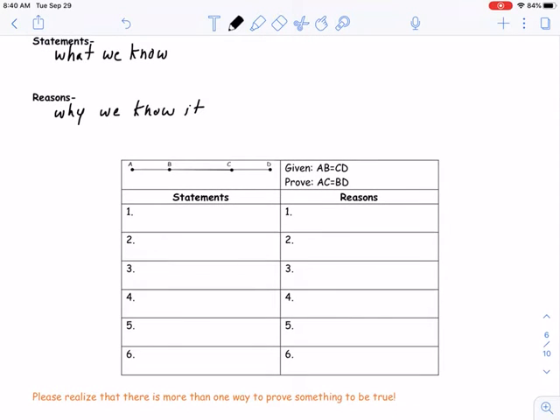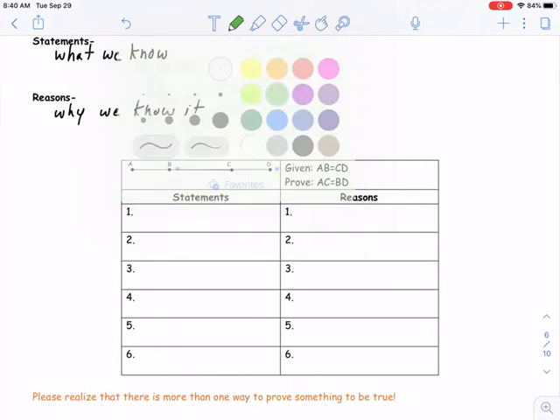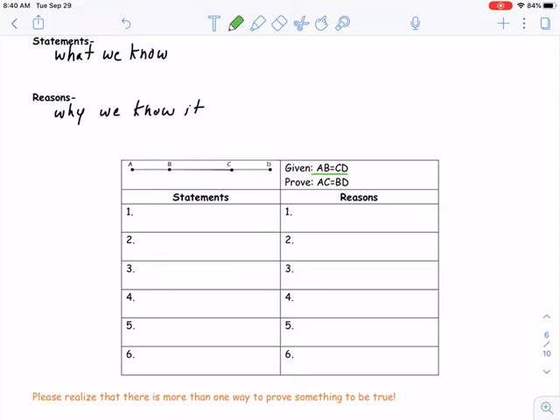Uh-oh, this one's completely empty. We got to do everything by ourselves. Not too scary. Let's just take it one part at a time. It's telling me AB is equal to CD. So I'm going to draw the tick marks on the picture. Remember, that's incredibly important. And also I'm going to say AB is equal to CD. And that's a given. Now our punchline is to say that AC is equal to BD.